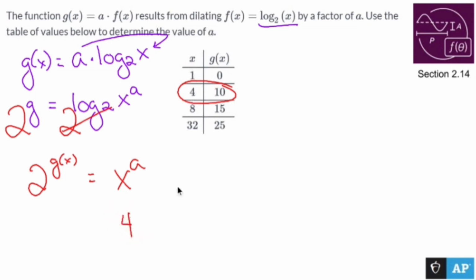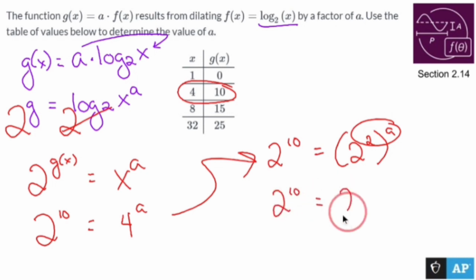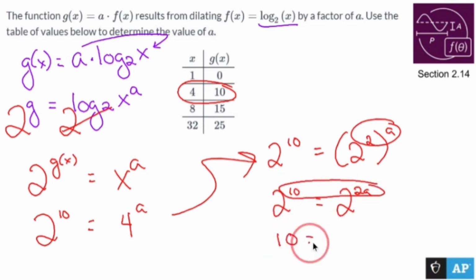Okay, so 4. A is what I'm looking for. 2 to the g of x, and g of x is 10. Well, that's very unpleasant. I don't know what 2 to the 10 is, but you know what I can do? I can rewrite 4 as 2 squared. Multiply these exponents, and you have 2 to the 10 equals 2 to the 2a. If 2 to the 10 equals 2 to the 2a, then 10 equals 2a. Try saying that really fast. So if 10 is 2a, divide both sides by 2, and a is 5.